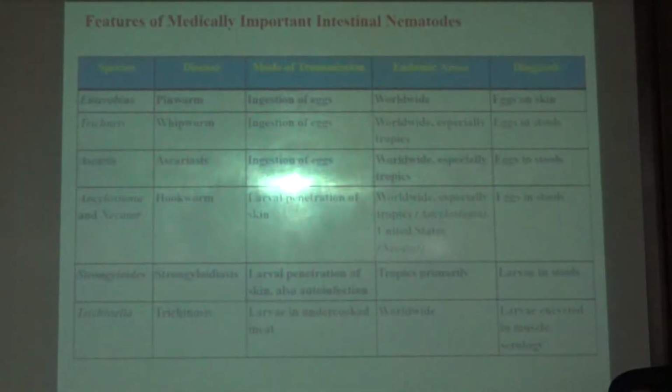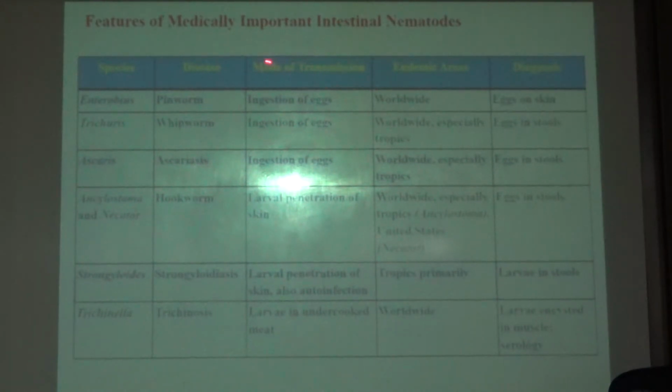This is the summary, some of the important points about nematodes. From this slide you can get many important points. If you see all the organisms I have discussed, their common names: Trichuris, whipworm; Ascaris, there is no common name, this is the name of the disease; Enterobius, pinworm; hookworm, Ancylostoma and Necator.